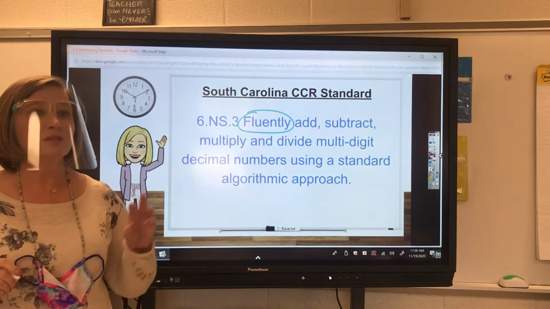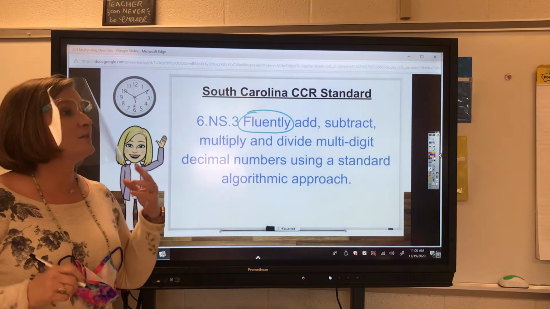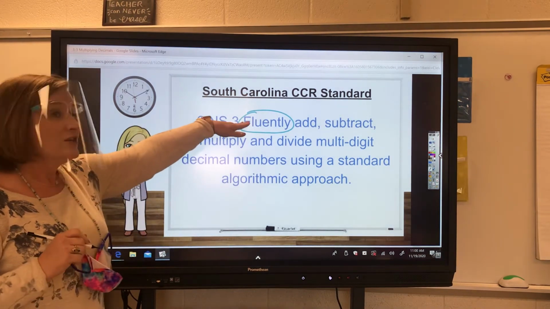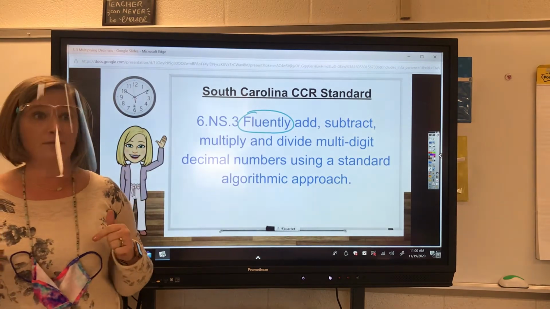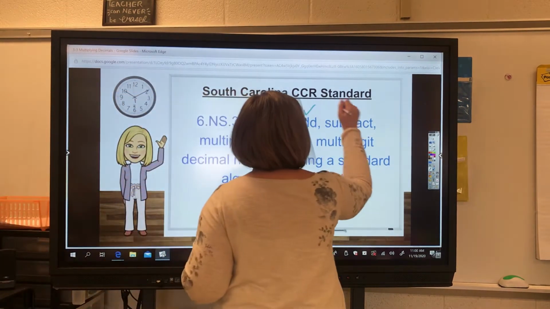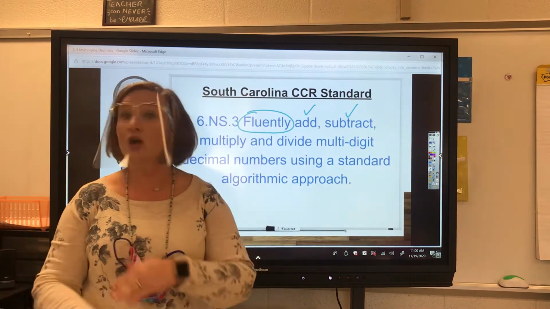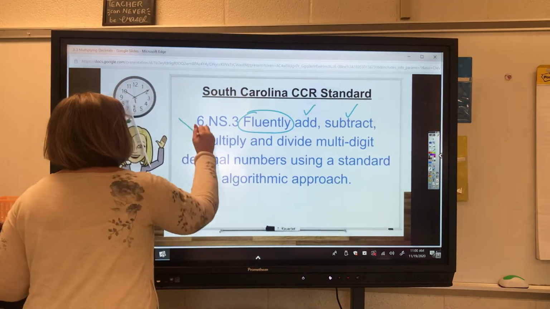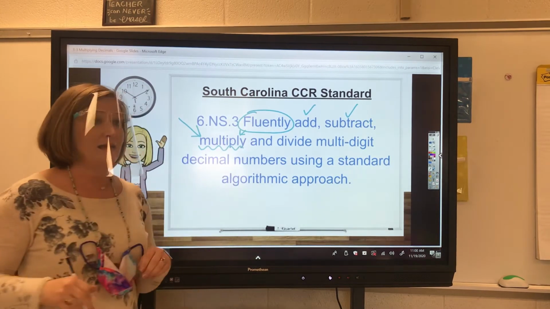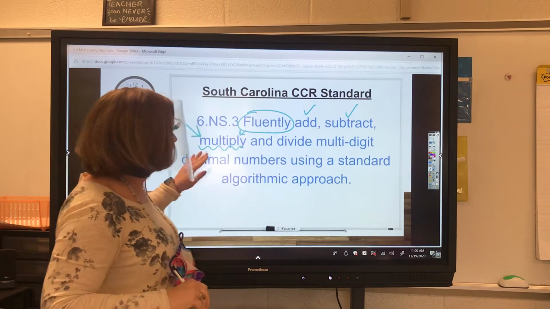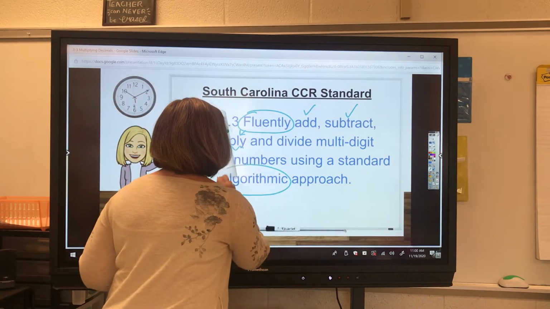Knowing it like you know your name, to be able to easily do it. So do you think that we can easily add and subtract decimals after yesterday? So we can check those off, okay? Does that mean that we're done with those and we're never coming back? No, okay? Today, we are going to focus on fluently multiplying multi-digit decimal numbers using a standard algorithmic approach.